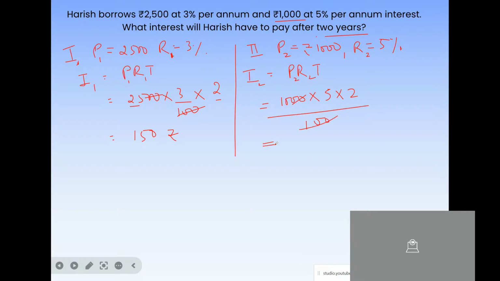So you can calculate this. So this will be 10 times 5 twos are 10, so that is 100. So rupees 100. So the total interest he has to pay after 2 years is equal to 150 plus 100, 250 rupees.